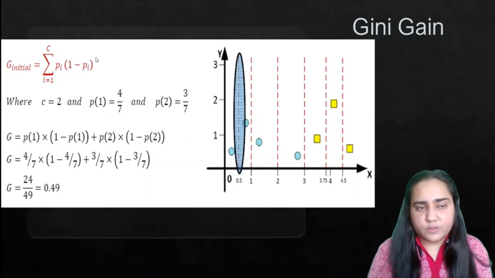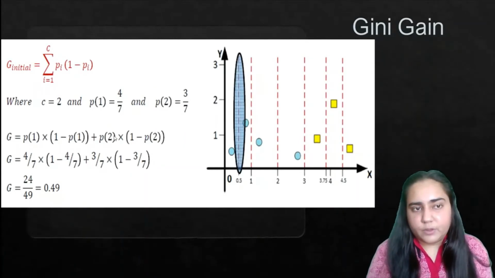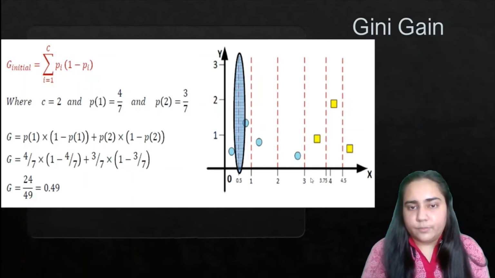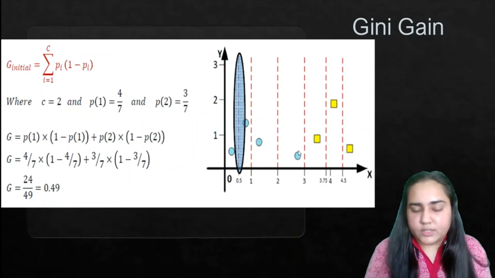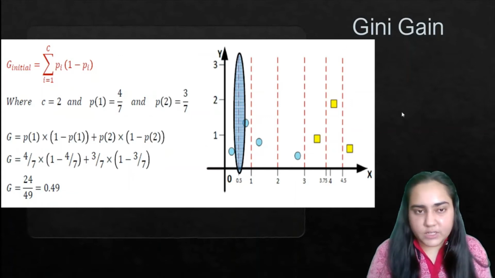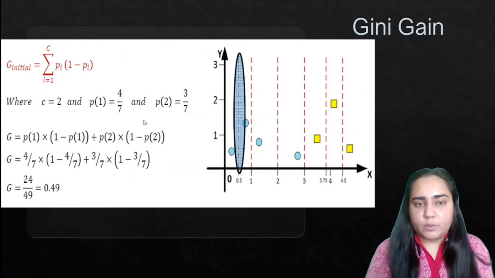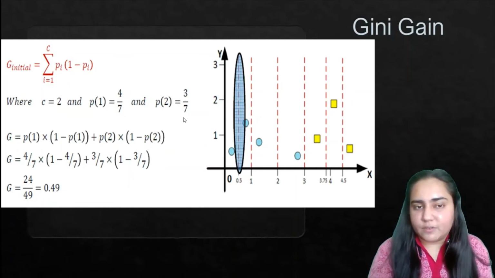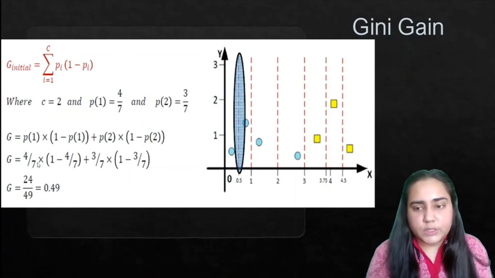So once again, here's the formula. Let's fill in all the values. C is equal to 2. Now, the probability of an element being of class 1, class 1 being, let's say, the blue class. How many elements do we have in the blue class? We have 4 elements here. So that means this is going to be 4 by 7. In total, we have 7 data points. So 4 by 7. The probability of picking a data point from the second class is 3 by 7.